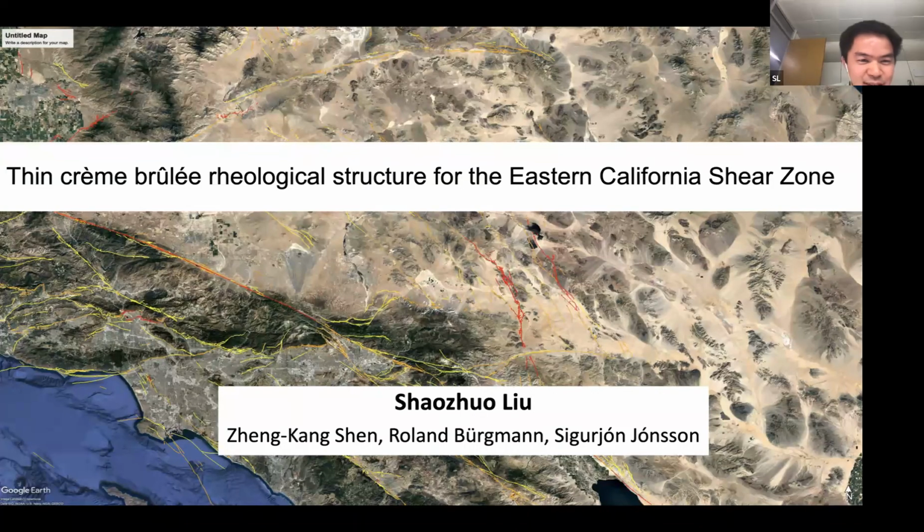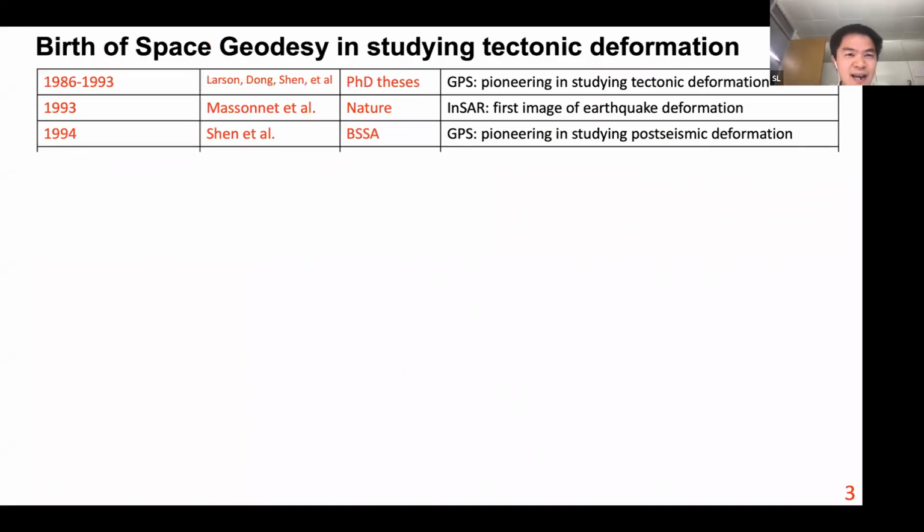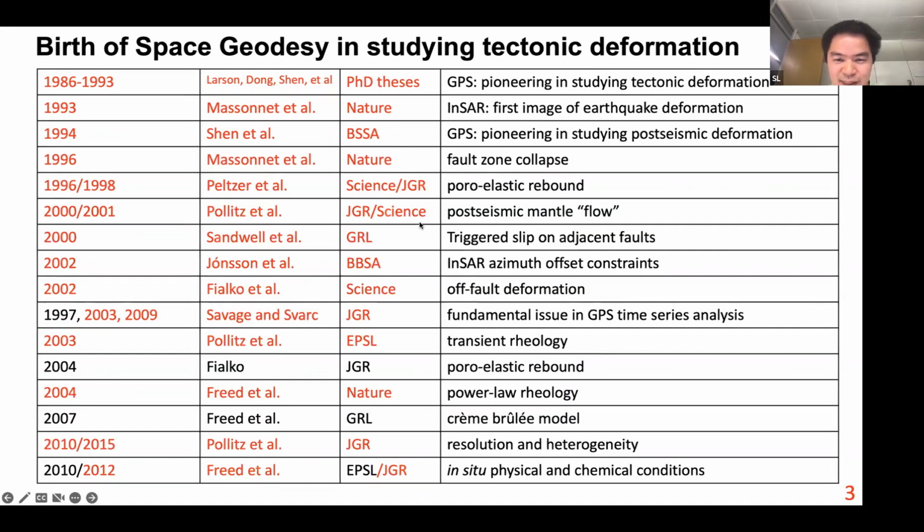Let's start with the first part about the Landers and the Hector Mine cases. We found a new rheology structure for the Eastern California shear zone. The Landers and Hector Mine cases are very famous in our community. Some of the studies in the early 1990s marked the birth of space geodesy in studying tectonic deformation. For example, the first use of InSAR to map earthquake deformation, and the first use of GPS to study postseismic deformation. Later, some studies gave the first discovery of some physical processes operating after big events. Also, some studies gave the first try of some modeling techniques.